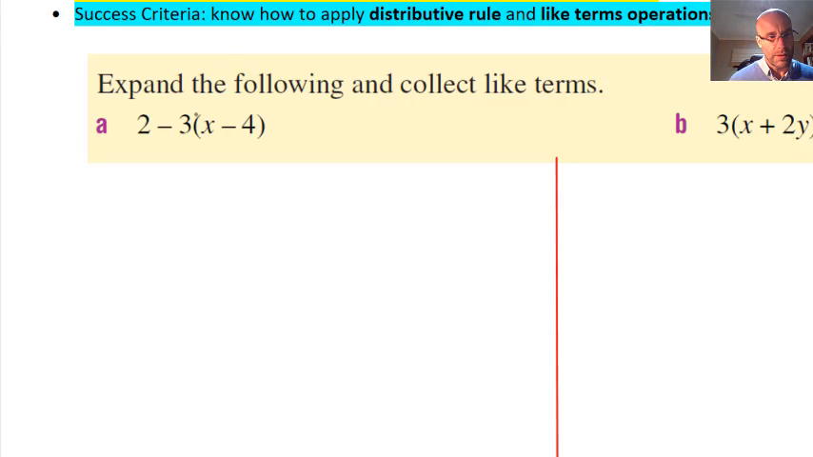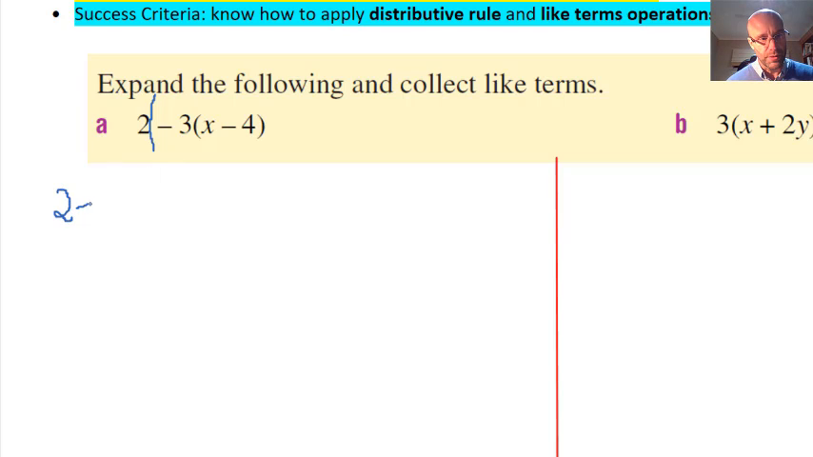Let's look at the first one. It says expand the following and collect like terms. In part A here we see 2 minus 3x outside of x minus 4. We have to use the distributive rule and expand and then simplify. This one's a bit different because we have 2 here by itself and we're minusing off 3x minus 4. So we have to be very careful here. Everything past this line is subtracted from 2, so it operates like a negative.